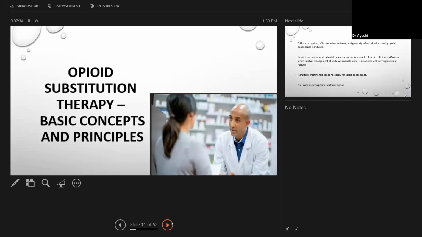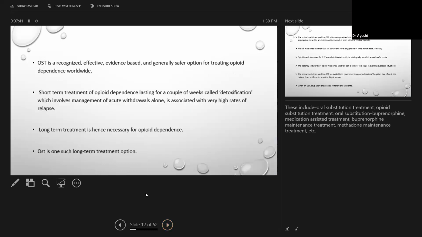So now we'll be studying the basic concepts and principles of opioid substitution therapy. It is a recognized, effective, evidence-based, and generally safer option for treating opioid dependence worldwide. Short-term treatment of opioid dependence lasting a couple of weeks, called detoxification, which involves management of acute withdrawals alone, is associated with very high rates of relapse. Long-term treatment is hence necessary for opioid dependence, and opioid substitution therapy is one such long-term treatment option.